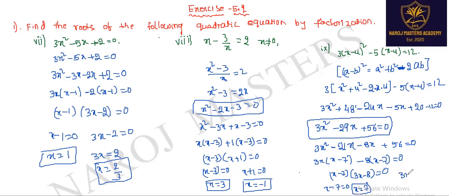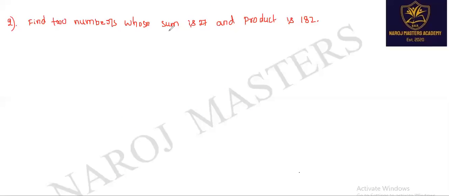Here 3x minus 8 equal to 0, and 3x is equal to 8. x is equal to 8 by 3. So these are the two roots of the given quadratic equation. Now look at the second question. Find two numbers whose sum is 27 and the product is 182.